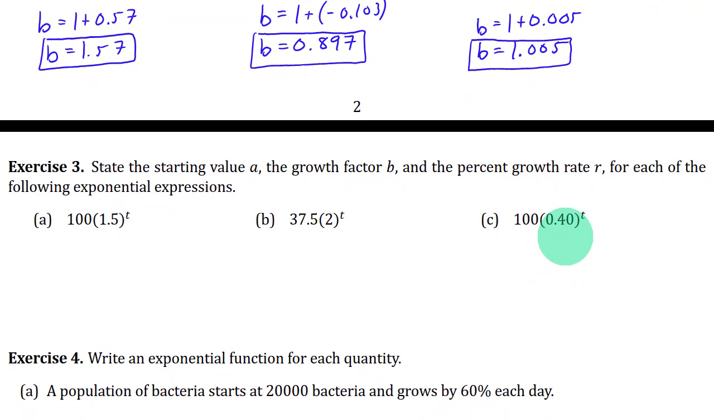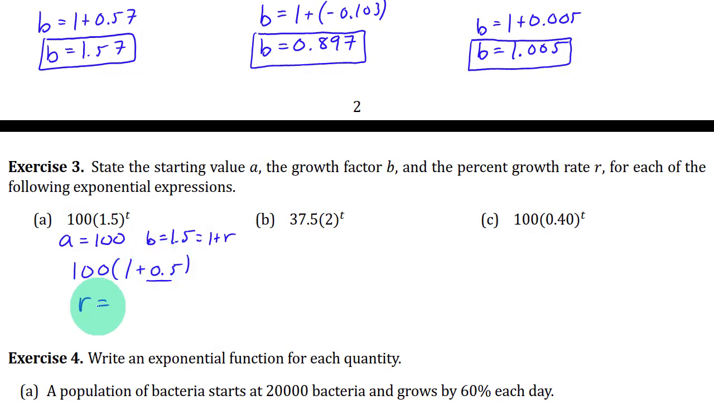Okay, for this one, the A is 100, the B is 1.5, and remember, B should be the same thing as 1 plus R. So what is the R that you can add to 1 that gets you a result of 1.5? I'll write this as 100 times 1 plus 0.5. That R is 0.5, also known as 50%. So this is an exponential function with a 50% growth rate.